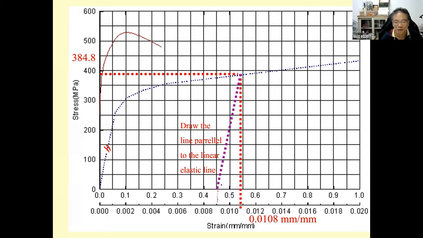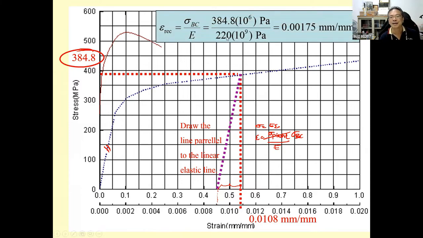Don't estimate it. You've got to do the computation. Strain equals stress over E, so the plastic strain equals the stress divided by E. The stress is sigma sub BC, which is 384.8 divided by 220 gigapascal. So beware, this is megapascal and this is gigapascal. You get the strain recovery to be 0.00175. And then for the rest, you just subtract the red from the blue, and then you get the purple.